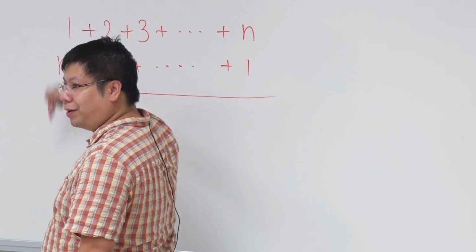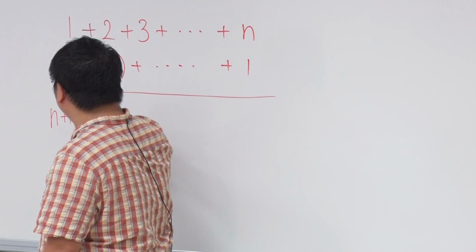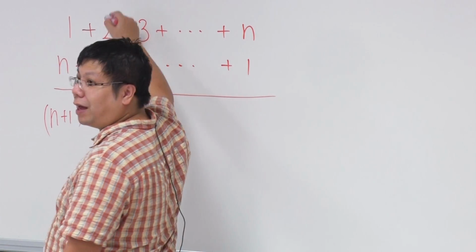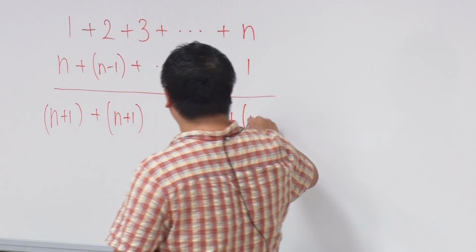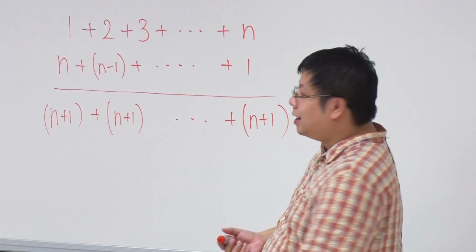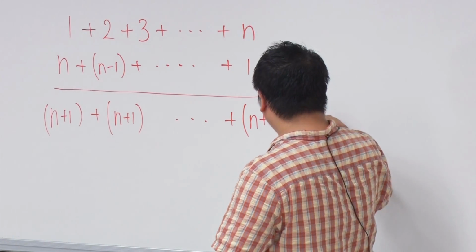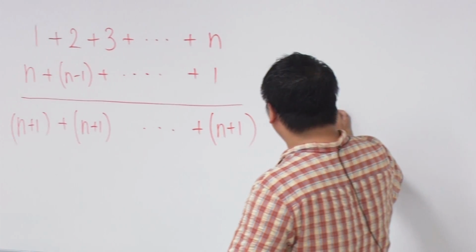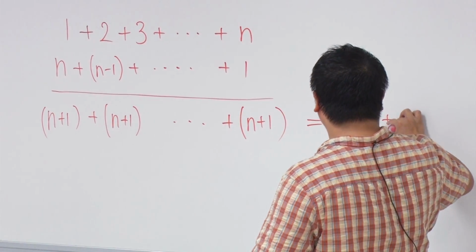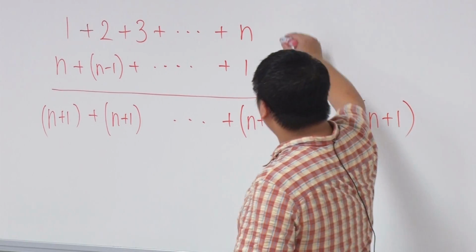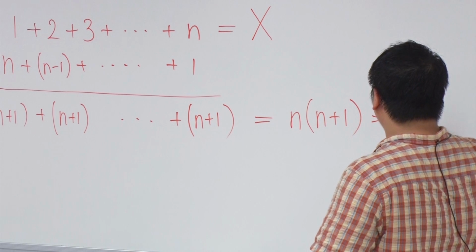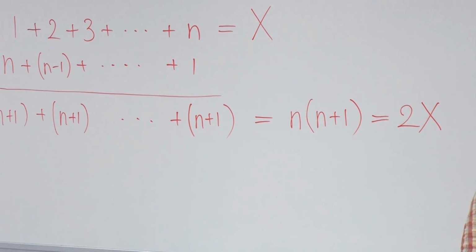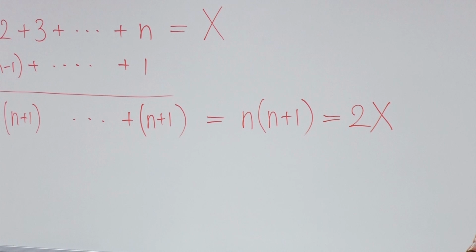You add vertically first, so we have n plus 1 for the first term, and n plus 1 for the second term, and so on and so forth up to the last term, which is also n plus 1. So the total is n terms of n plus 1. If the value you want to compute is x, then this is exactly equal to 2x. So x is n times n plus 1 over 2. This is how Gauss computed 1 up to 100.